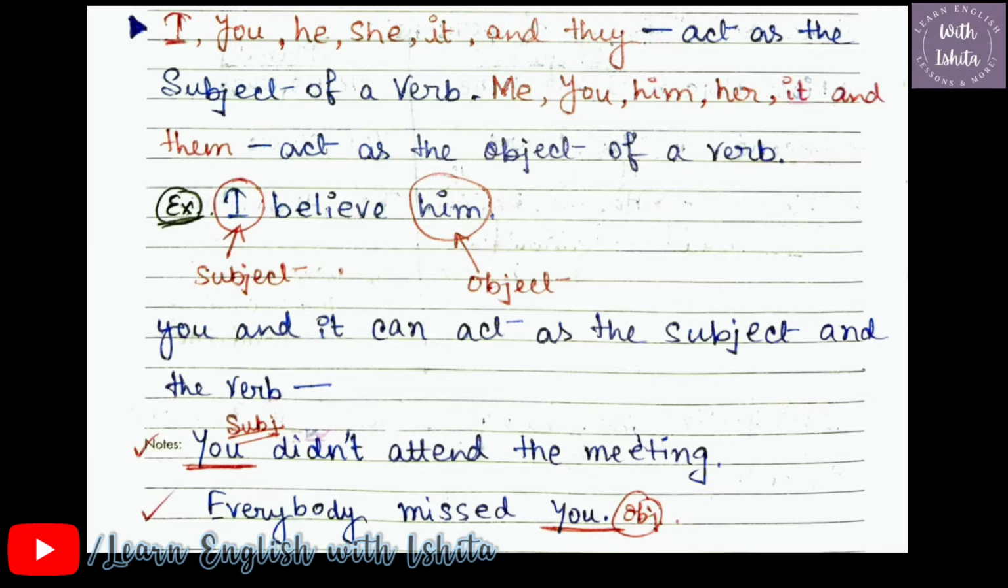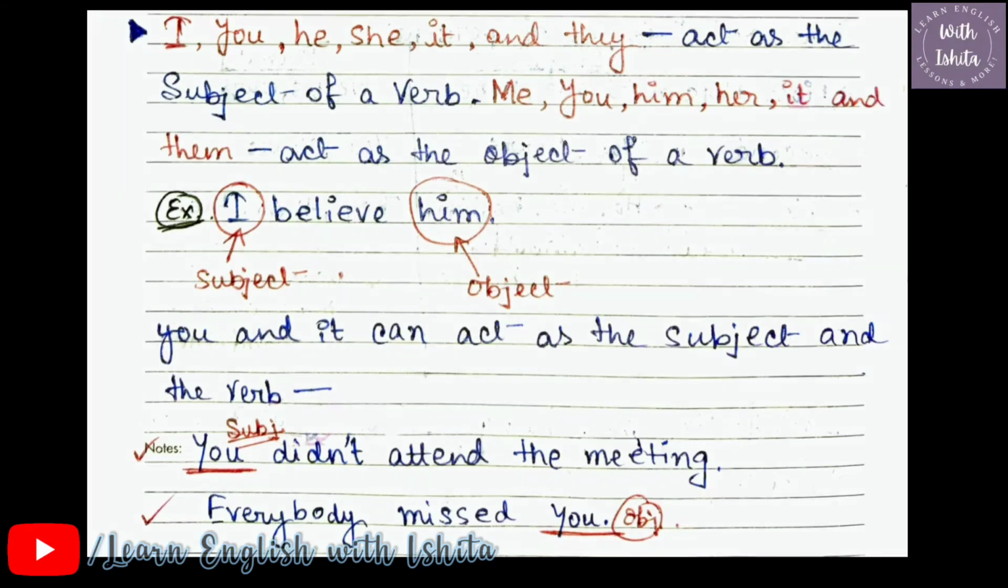For example, you didn't attend the meeting. Next one, everybody missed you. In the first sentence, we are using you as the subject of the sentence. But for the second sentence, we are using you as the object of the sentence.